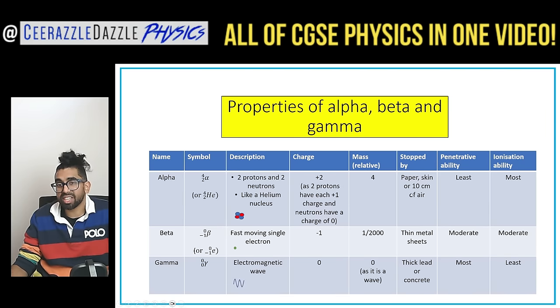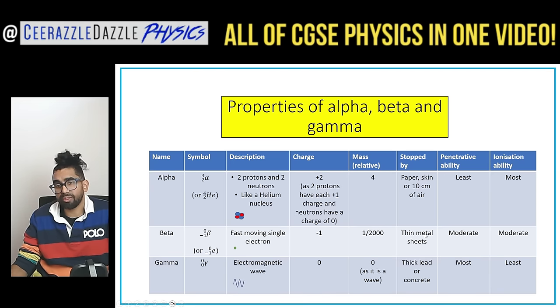It is stopped by 10 centimeters of air, okay? And it's the least penetrative, but it is the most ionizing. I'm going to come across these two bits later on, so don't worry. Beta, symbol of 0, minus 1, beta over here. It's a fast-moving single electron. The charge is minus 1. The relative mass is 1 over 2,000 because it's just an electron over here.